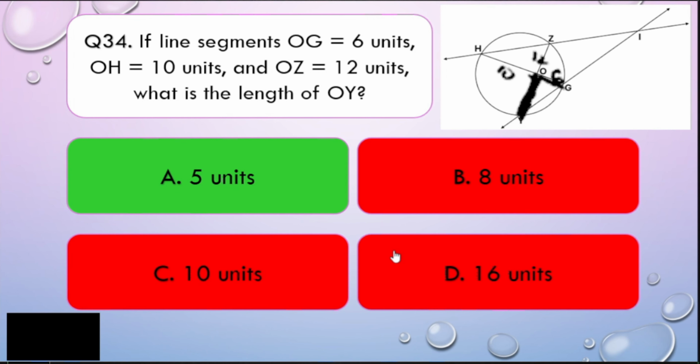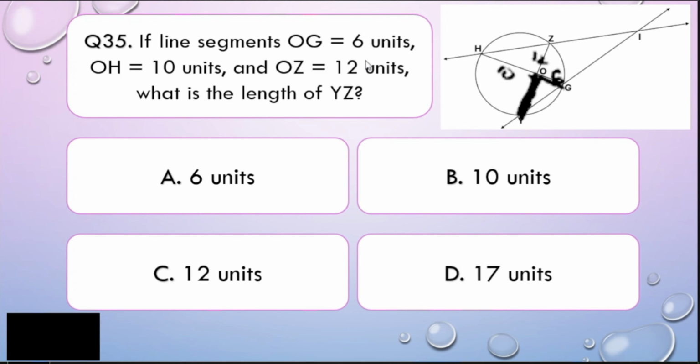Now, let us go to question number 35. In a line segment, OG is 6. The same question. The question is, what is the length of YZ? I'm very sorry I did not erase, but it is just the same figure, so might as well not erase it. Is it A, 6 units, B, 10 units, C, 12 units, or D, 17 units? I'll give you 5 seconds to think about your answer.